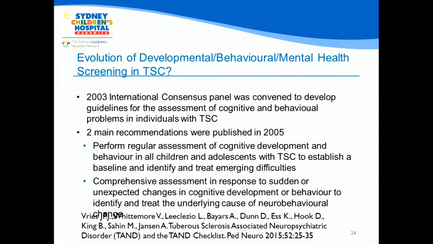So there was quite an evolution in terms of looking at language and looking at screening systems. In 2003, an international consensus came together looking at the neuropsychiatric side of things, behaviour and cognitive difficulties, and they published two big recommendations in 2005. You needed to perform regular assessments through the lifespan of cognitive and behavioural difficulties for children and adolescents, to establish a baseline at diagnosis and then look as time went by. And if changes occurred in behaviour and cognition, you needed to look for physical causes, not just call this behaviour.